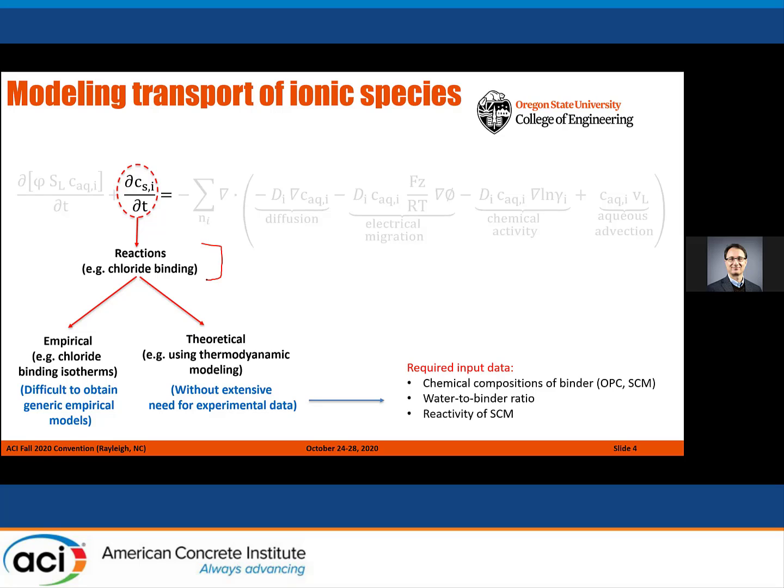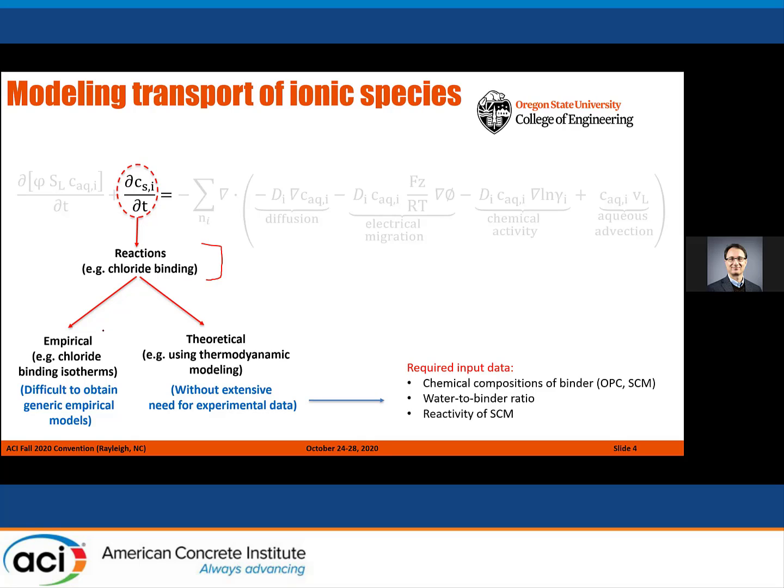An example of a reaction could be, for example, when chlorides are getting into concrete, they may be bound. So chloride binding is a chemical reaction. Chlorides can be bound with monosulfates in the cementitious matrix, can be bound with the aluminate and ferrite phases to form Friedel's salt, Kuzel's salt, things like that. So there are actual chemical reactions that chlorides can have in these systems.